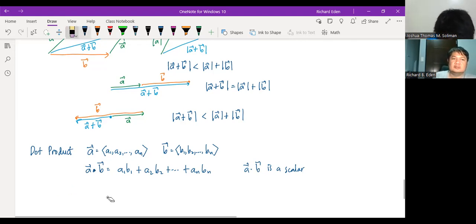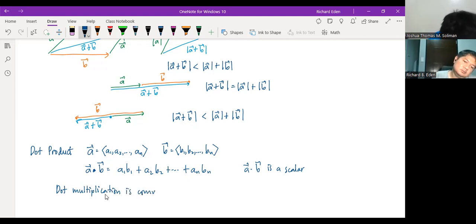Let's see. If A, B, C, commutative, which means A dot B equals B dot A. It is not associative because... Okay, you're right.